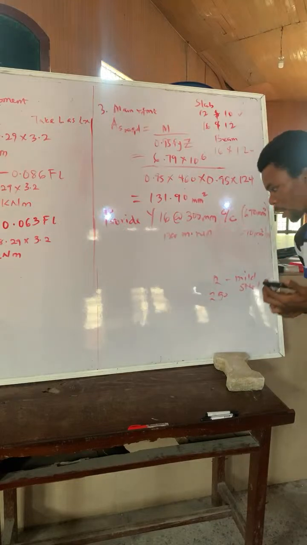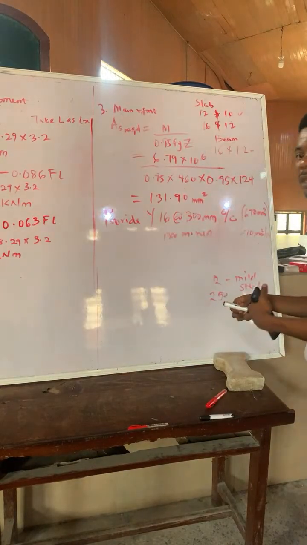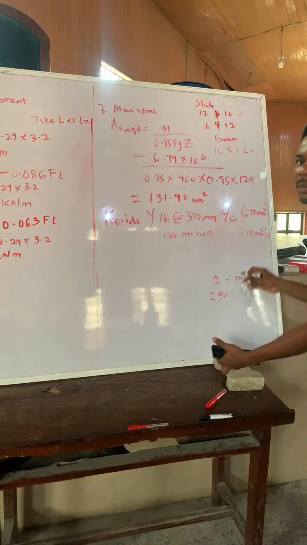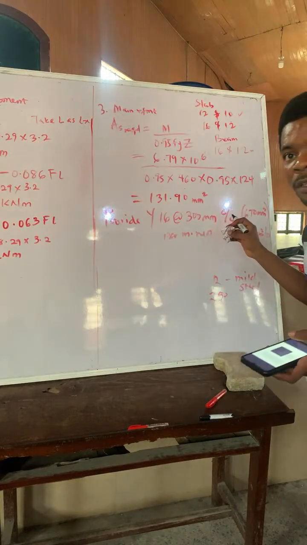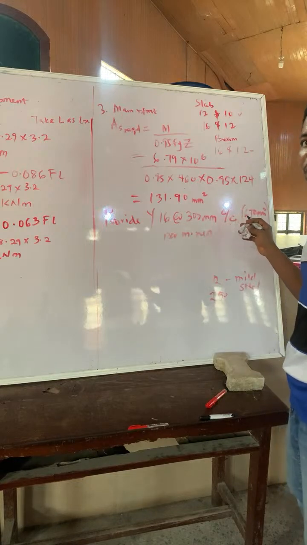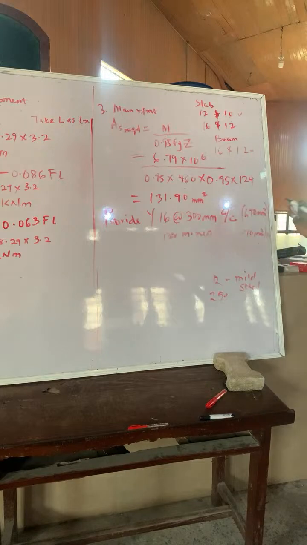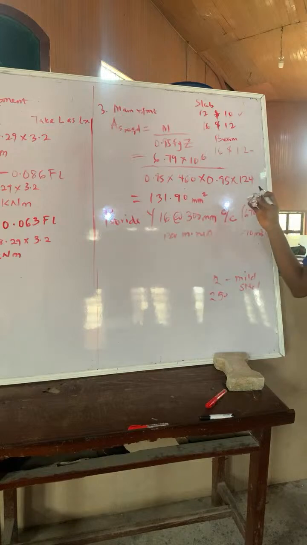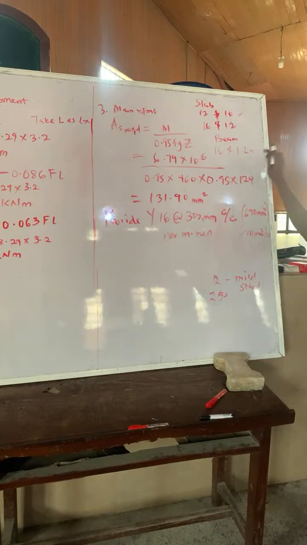Please let me use another marker. 670. That is what I said, you can use 12. That is in excess. You can use 12 and 10. She used 16 and 12 in her question. For beam, don't use less than 16 for your main bar. She said it.